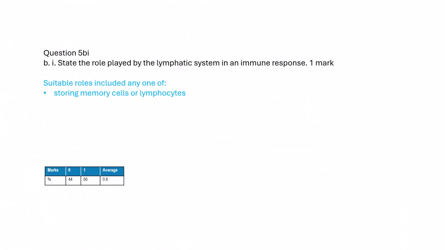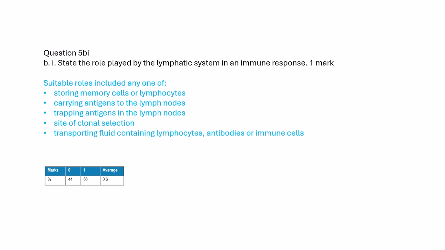State the role played by the lymphatic system in an immune response. Suitable roles included any one of storing memory cells or lymphocytes, carrying antigens to the lymph nodes, trapping antigens in the lymph nodes, site of clonal selection, transporting fluid containing lymphocytes, antibodies or immune cells, and site of clonal expansion.